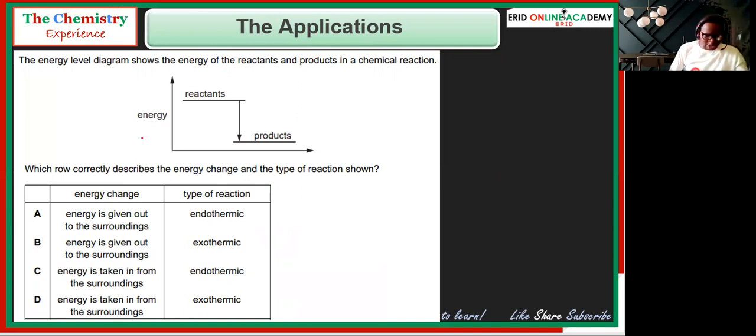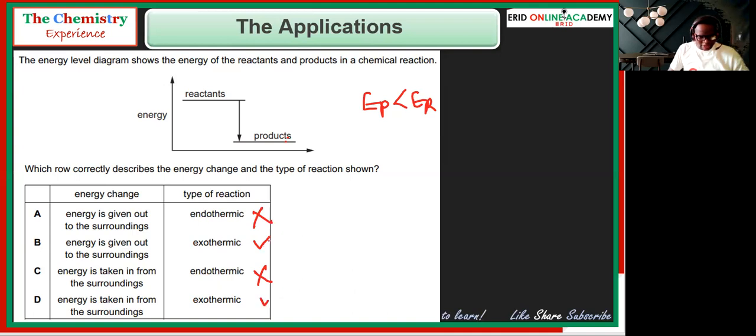So this is product, this is reactant. Product is lower than reactant. So what do you think that is? If the energy of product is lower than the energy of reactant, what do you think that is? Exothermic. Exothermic, brilliant, Tahira, right? So that means this is wrong, this is wrong. So let's now focus on these 2.